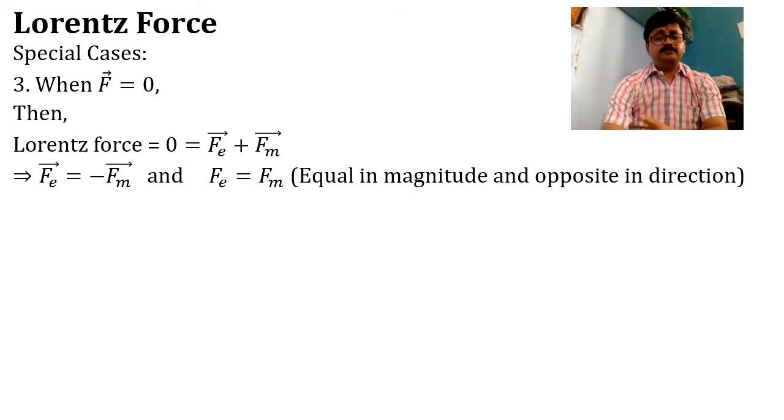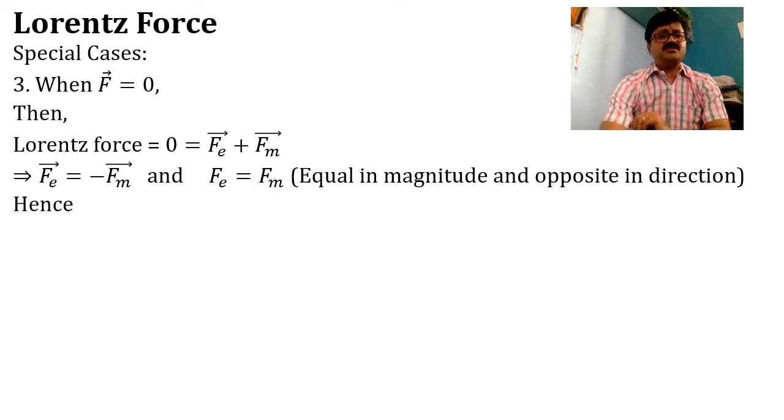This one important point you please remember, and this is the same thing that we will be utilizing in our next part of discussion. So please remember this. Whenever Lorentz force is 0, we tend to see that the electric and magnetic force, both of them are equal in magnitude and opposite in direction. So by the virtue of this, what happens? Now let us see that.